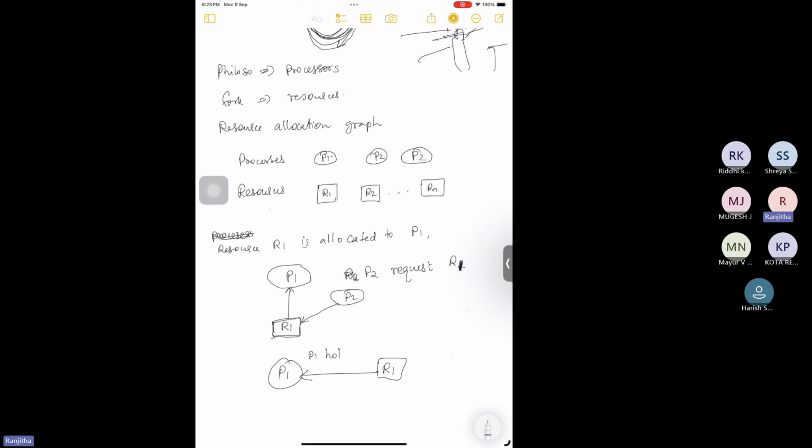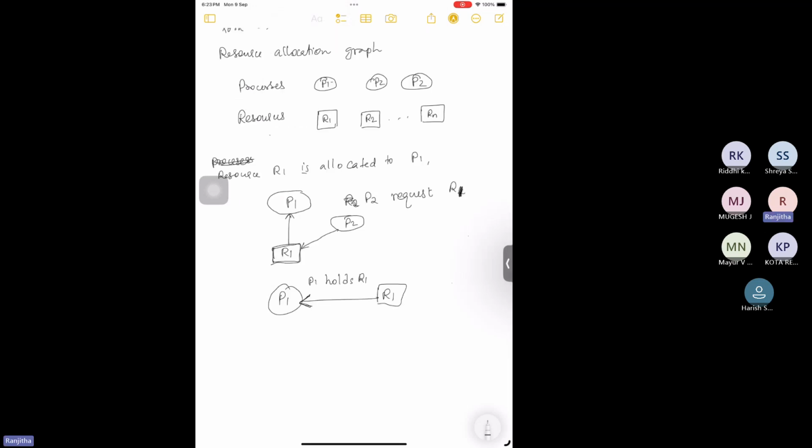So P1 holds R1. So the arrow is towards P1, which means R1 is with P1. Okay. Now, same way, if P2 is given R2, it will be like this. P2 holds R2. Now, if P3 has requested R3, so it is P3 requested R3. So this is how, based on the allocation information, we come up with a resource allocation graph.